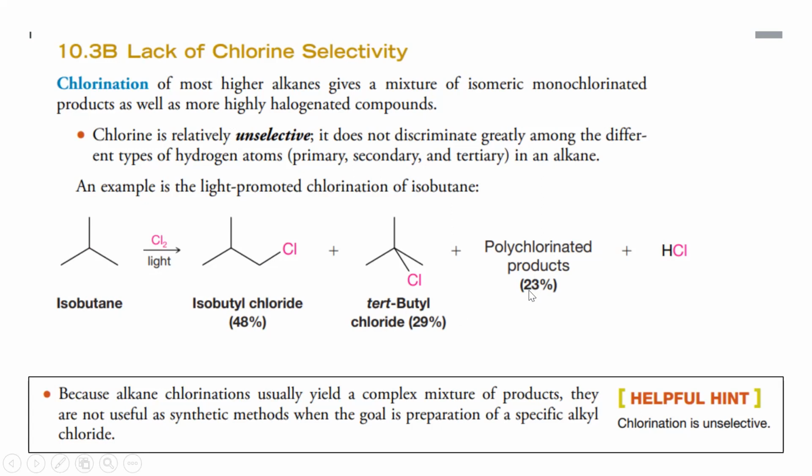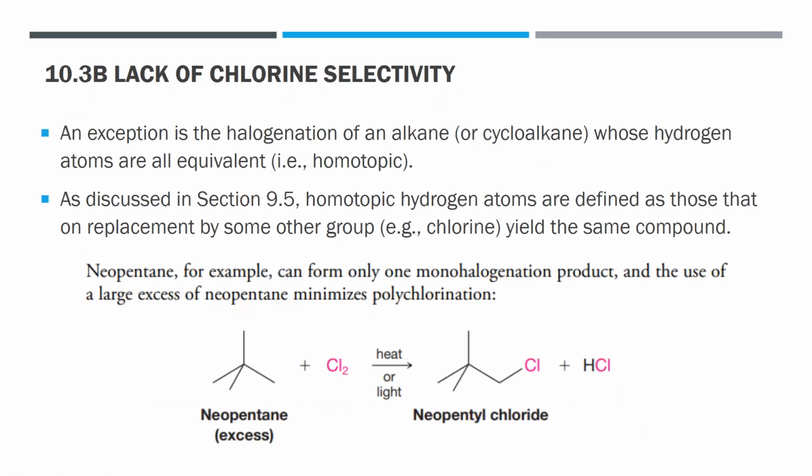And then the other problem is polychlorinated products. Because alkane chlorinations usually yield complex mixtures of products, they are not useful as synthetic methods for the goal of preparing alkyl chlorides. An exception is when we use an alkane whose hydrogen atoms are all equivalent. For example, if you use neopentane, you have carbon here, CH3, CH3, CH3, and all of the hydrogens are equivalent. In this case, you only produce one kind of alkyl chloride. So this is just an exception.